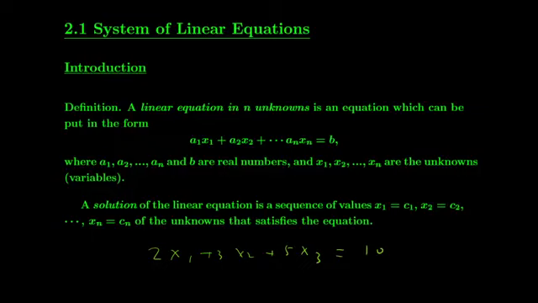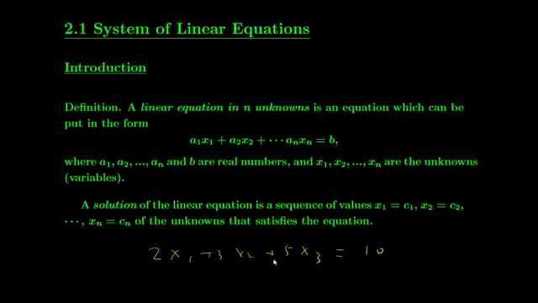For the linear equation, I'm going to tell you some terms, some names. In the equation, we have three unknowns. The unknowns are also called variables. In most cases, in this course, I'm going to call them unknowns. We have three unknowns, and the numbers before the unknowns are called coefficients.